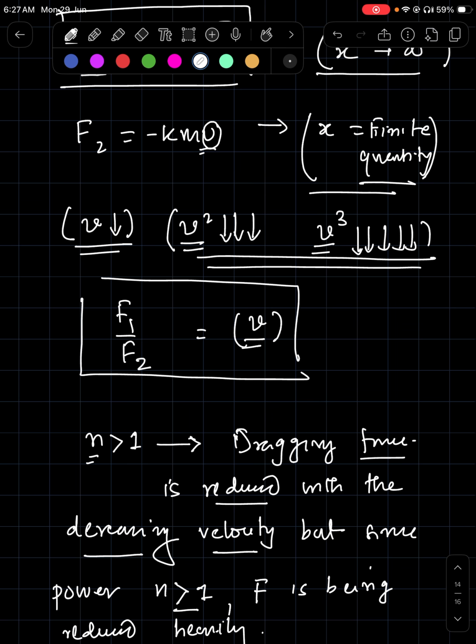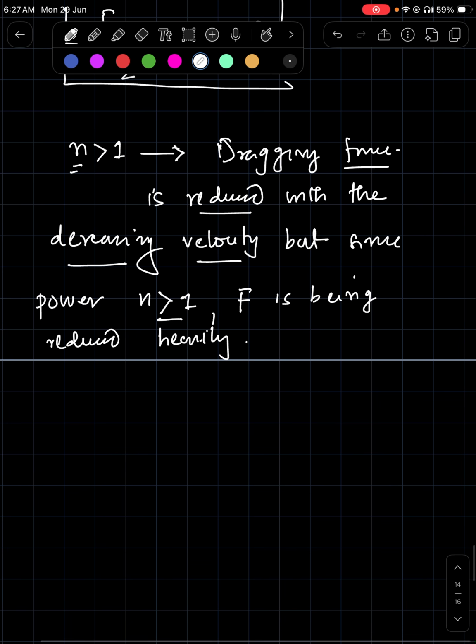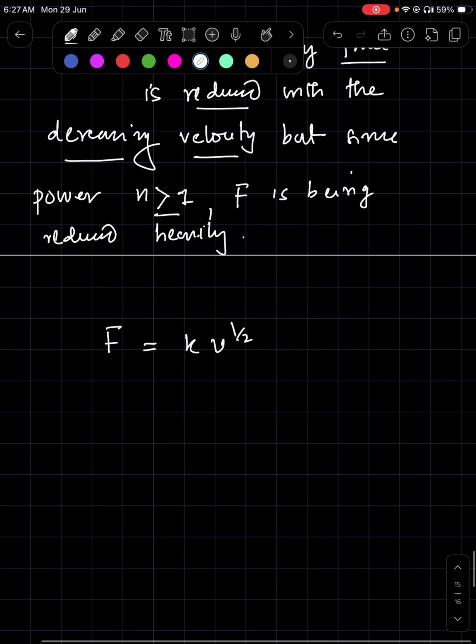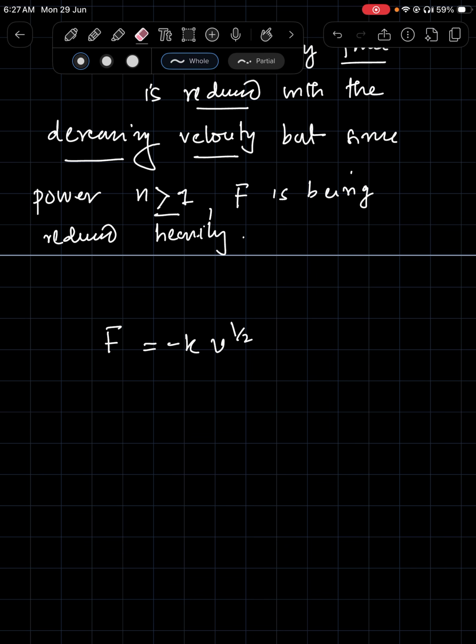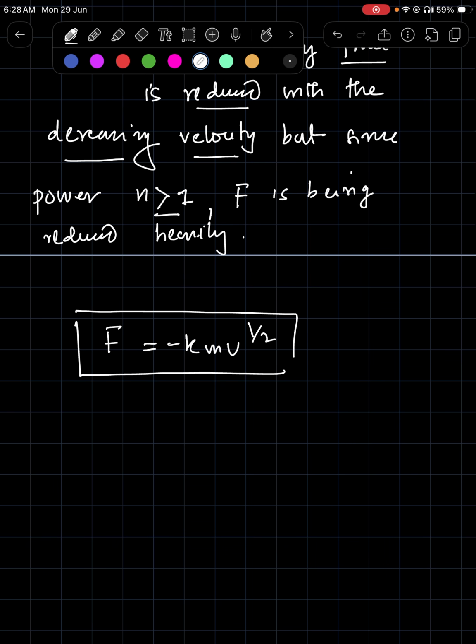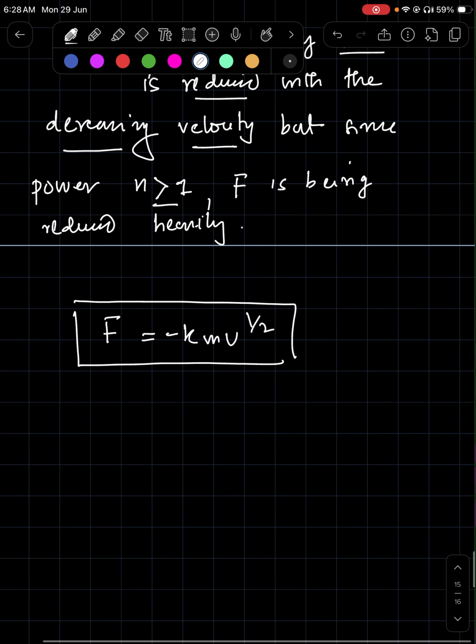Okay. What will happen? Can I go further? So what will happen when the force is now k v to the power half? It is now less than one. I have taken minus k m v to the power half, right? So let us see what will happen.